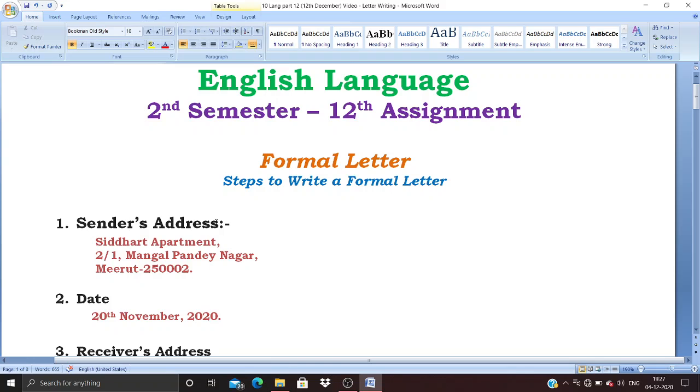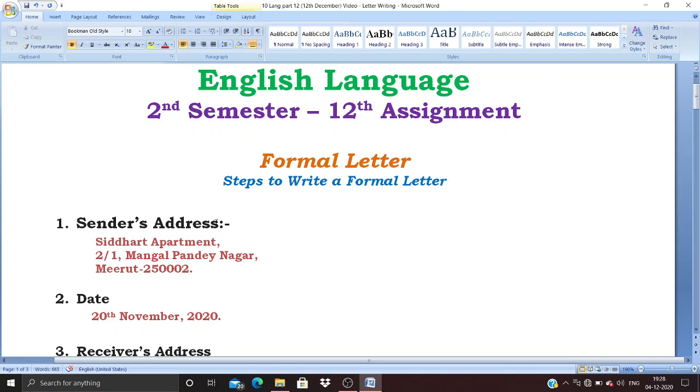Children, you are writing the ICSE exam. You are expected to learn the ICSE letter writing format. Whether you like it or not, there is no choice left with you but to learn the format. So today again I am revising the format of the formal letter.